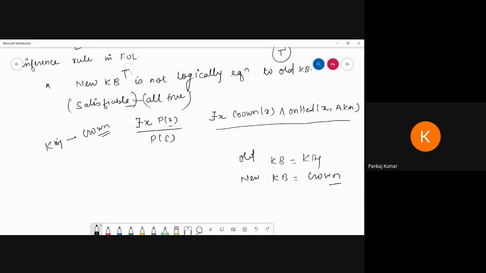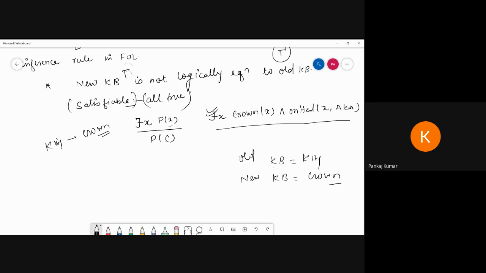So I can write there exists some x. Therefore there exists some x. Those who wear a crown on a head is named Akbar. Okay, so that is the meaning of the existential instantiation.